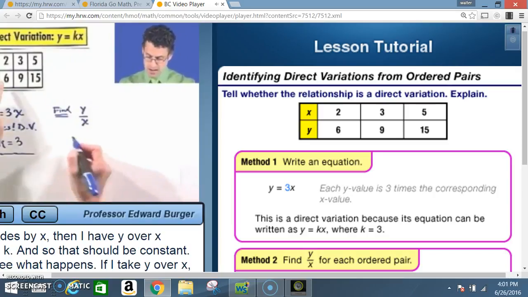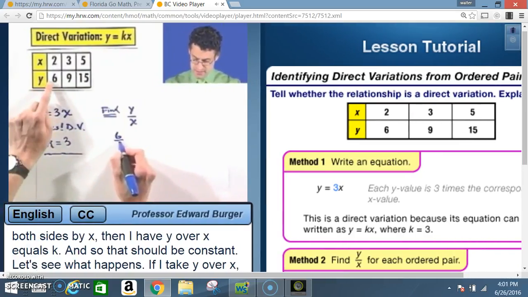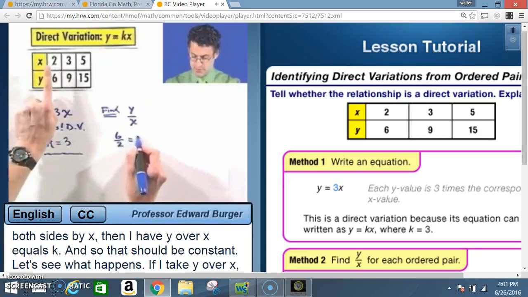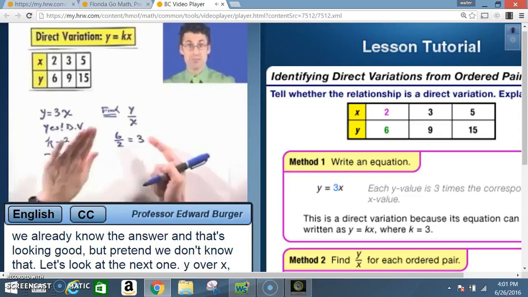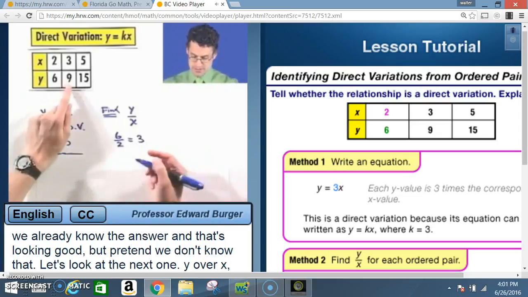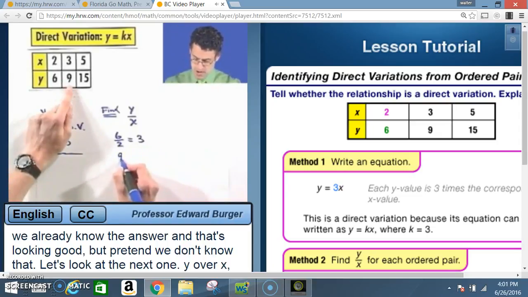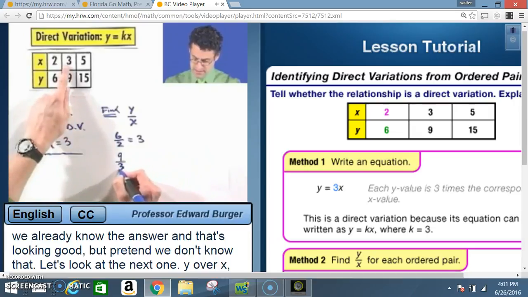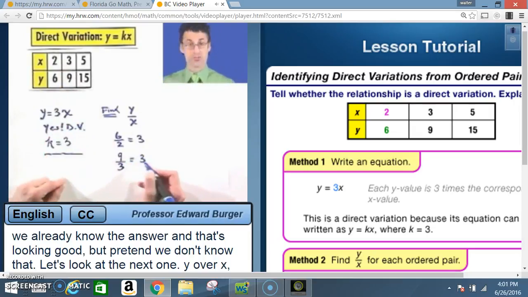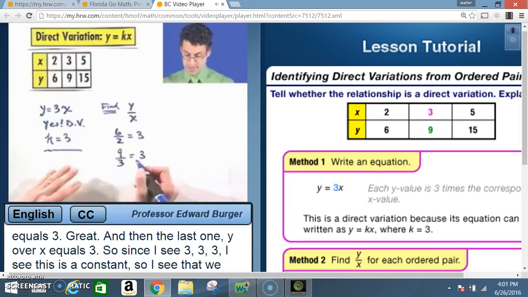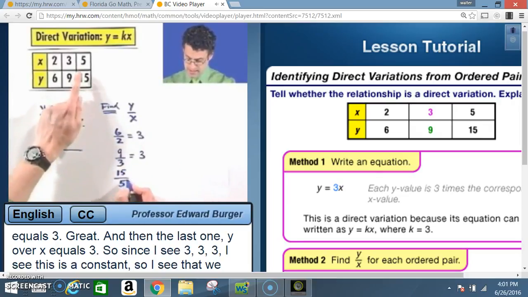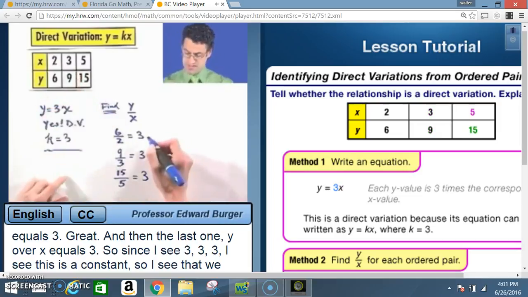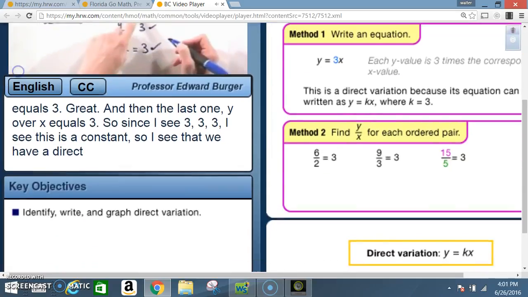So if I take y over x, I see 3. By the way, we already know the answer, and that's looking good, but pretend we don't know that. Let's look at the next one. Y over x, and that still equals 3. Great. And then the last one, y over x equals 3. So since I see 3, 3, 3, I see this is a constant.